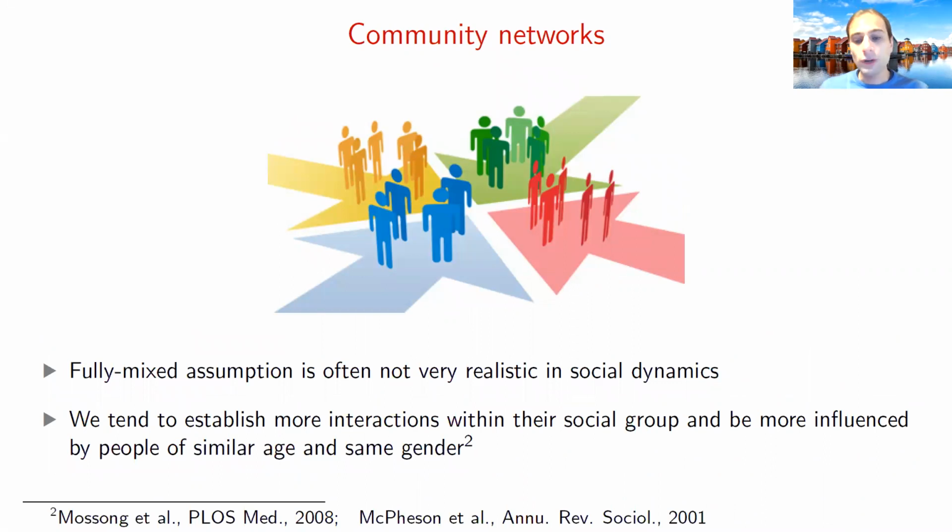However, assuming fully mixed scenarios for imitation dynamics is quite a simplistic assumption, because we know from the social psychology literature, both from theoretical studies and from many experimental studies, that people tend to establish more interaction within their social group. And also, we tend to be more influenced by people of our social group, of the same age or same gender. For this reason, it makes sense to study imitation dynamics in a scenario in which the population is somehow split in communities and people have a different way of interacting within their communities and between different communities.